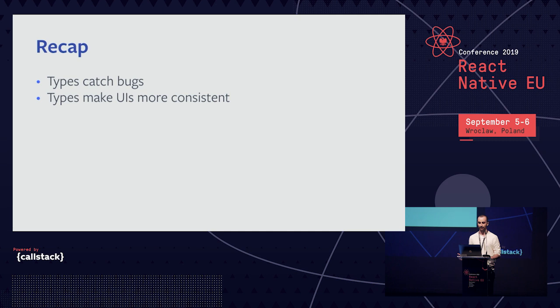So just to recap, types catch bugs. They're going to make your life easier. You're going to avoid crashes in production. It makes reviewing easier, makes onboarding easier. But they also, more importantly, will make your UI look more polished and consistent if you use them to their fullest potential.